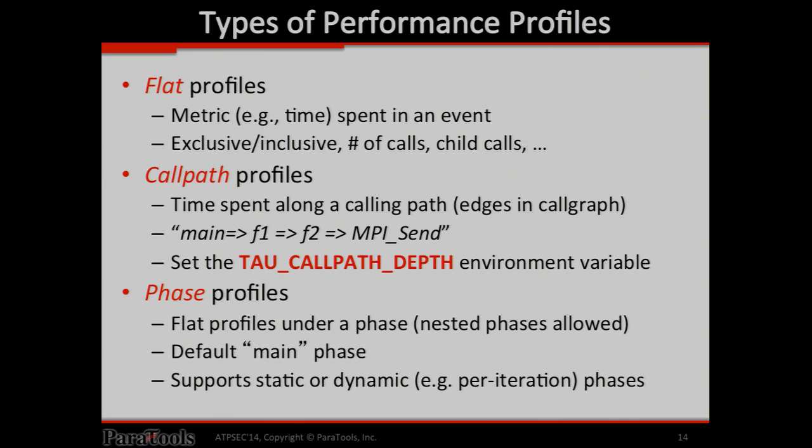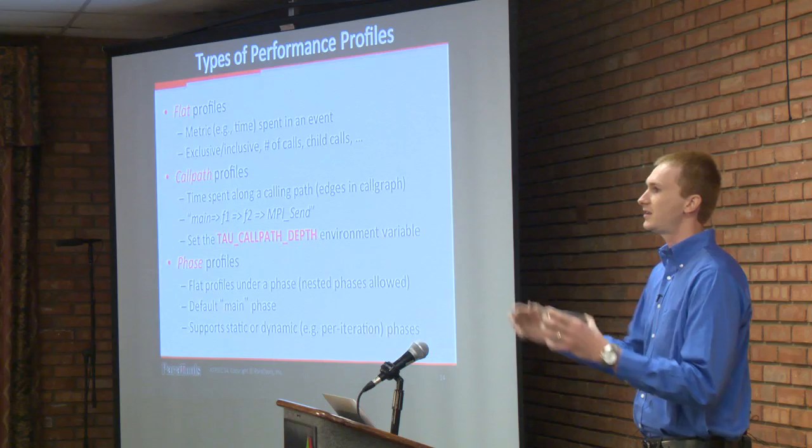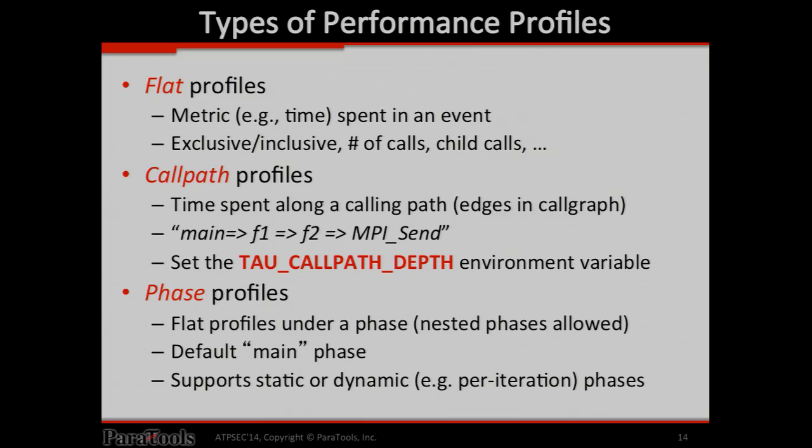You have your flat profile, where all the data is simply aggregated. So if you have a call to foo, and it occurs multiple times in your program, you'll see one timer for foo aggregating all the calls to foo. A call path profile is, as we saw in the previous slides, it just involves a call path. So for every call to foo, you'll have a different timer showing time spent in foo along that call path.